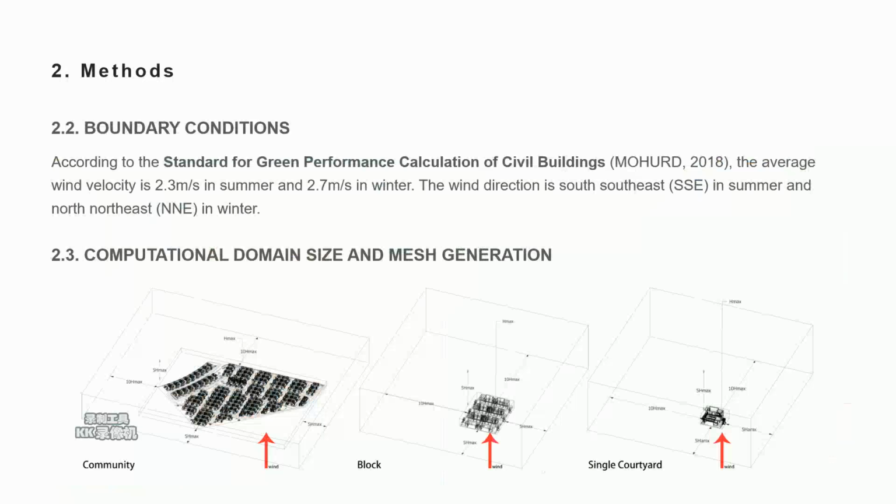Then we also determined the boundary conditions. According to the standard for green performance calculation of civil buildings, the average wind velocity is 2.3 meters per second in summer and 2.7 meters per second in winter. The wind direction is south-southeast in summer and north-northeast in winter. Then we determined the computational domains and mesh generation in Phoenix software. As the picture shows, this is a summer condition.